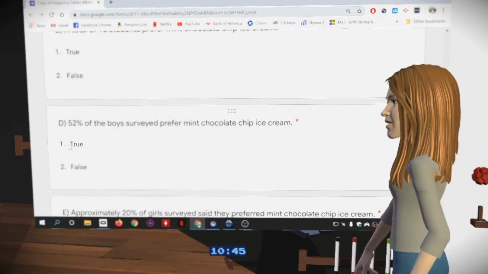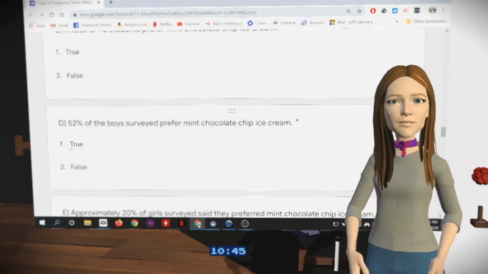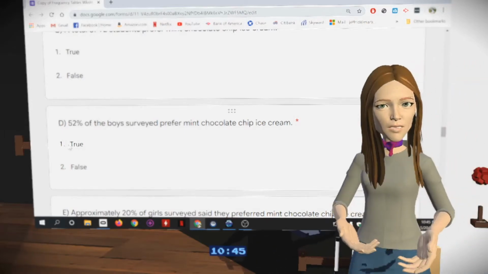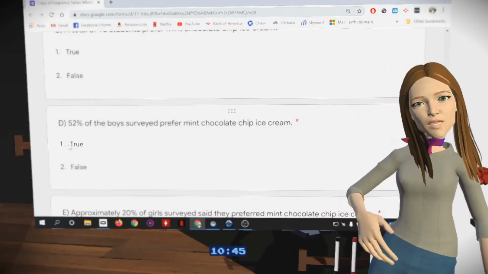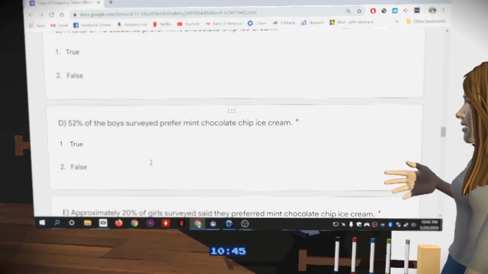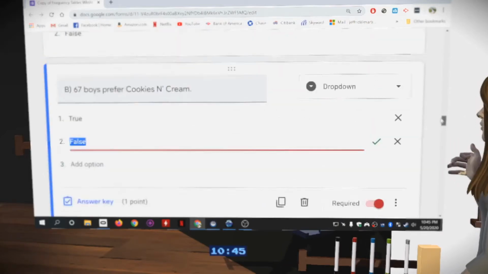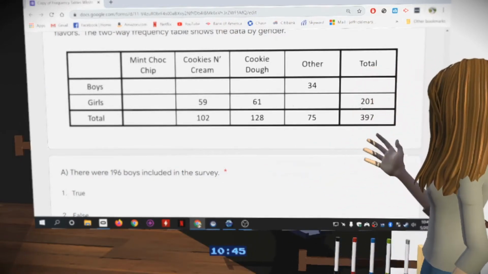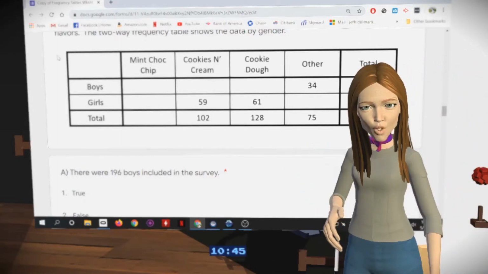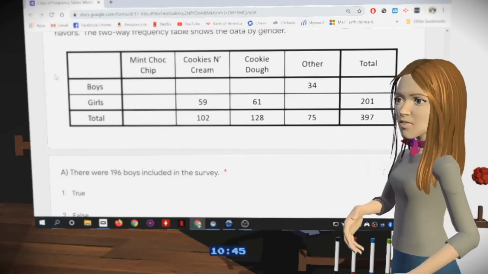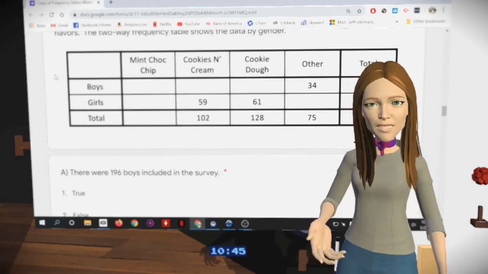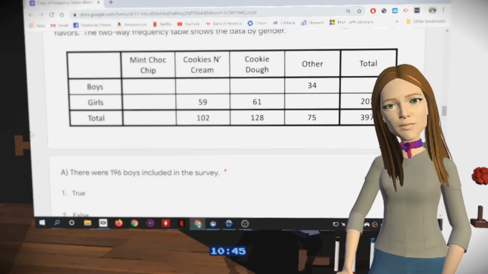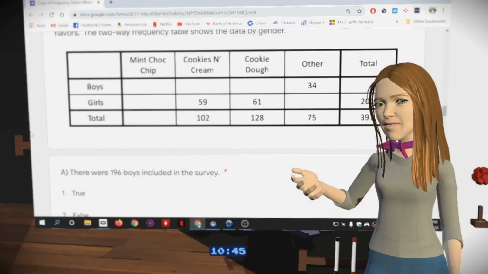And 52% of the boys surveyed prefer mint chocolate chip. So here's our first question that involves a percentage. So if there are 52% that prefer mint chocolate chip, then that would be 52 out of 100 surveyed, right? So let's check this out. So if they prefer mint chocolate chip, you're going to take that answer that you got from the previous question, and then you're going to have to figure out how many girls were with mint chocolate chip. And then you're going to find out that in the end, there actually are 52 boys. So if your total that you got for question C was 100, then yes, that's 52%. But if it's any number other than 100, it is not 52%.